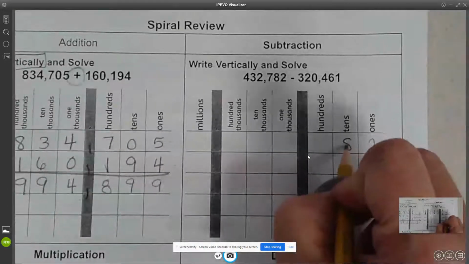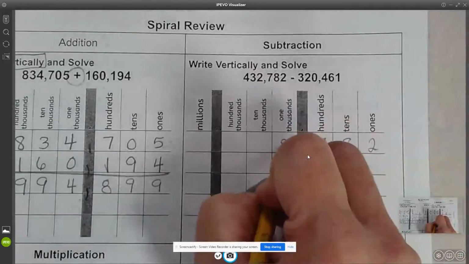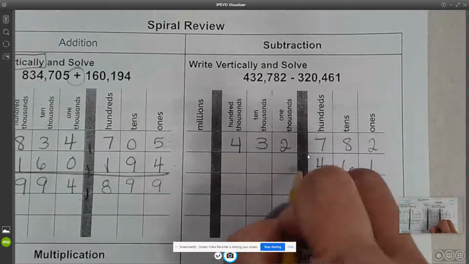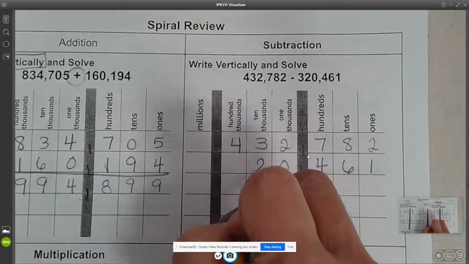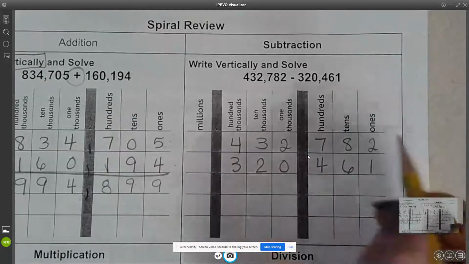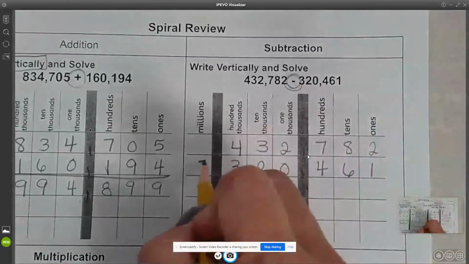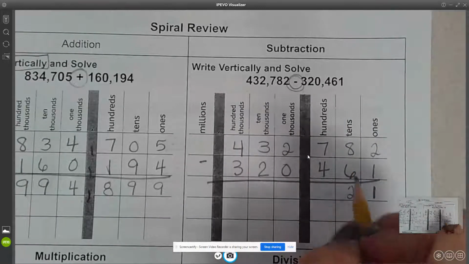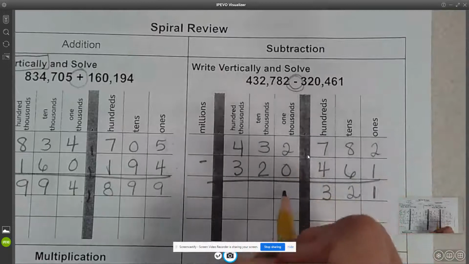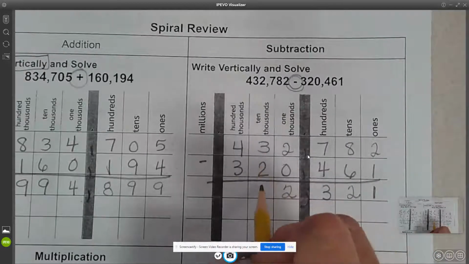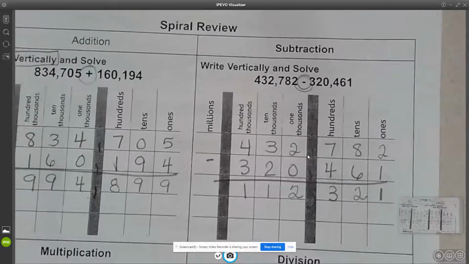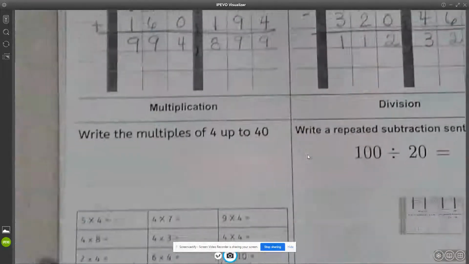All right, so I'm going to move over here. I'm going to write these out again. I need to write them vertically or stack them. And remember, I like to start from my ones place to make sure that my numbers line up correctly. What operation am I doing? I'm subtracting. 2 minus 1 is 1. 8 minus 6 is 2. 7 minus 4 is 3. 2 minus 0 is 2. 3 minus 2 is 1. And 4 minus 3 is 1. 112,321. I feel like you all are pretty good at those. It's just maybe remembering to write them vertically.